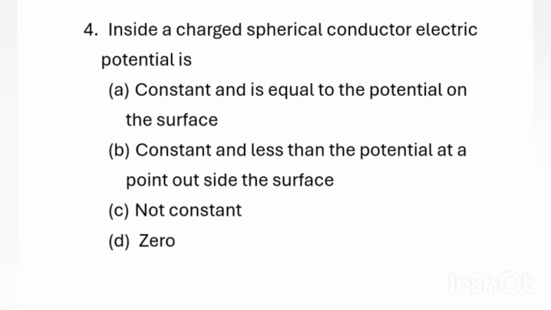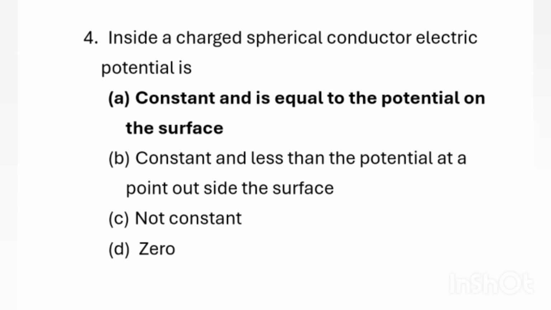Question number 4. Inside a charged spherical conductor, electric potential is option A, constant and is equal to potential on the surface. Option B, constant and less than the potential at a point outside the surface. Option C, not constant. Option D, 0. Here the correct answer is option A, constant and is equal to the potential on the surface.